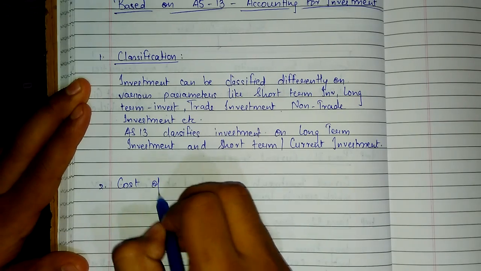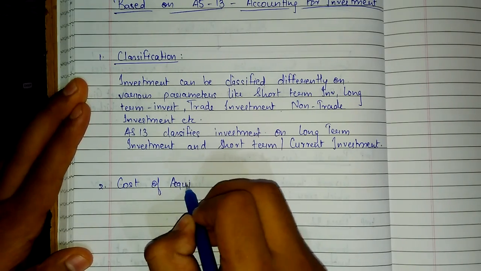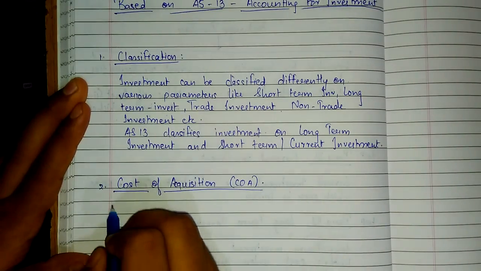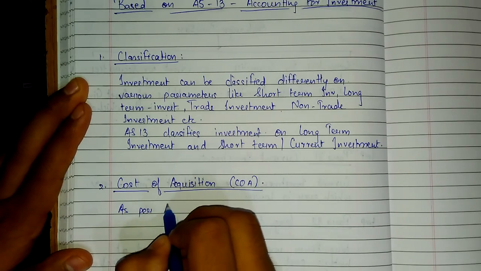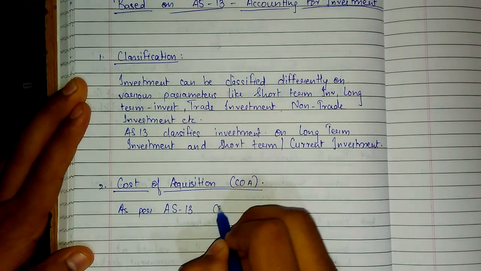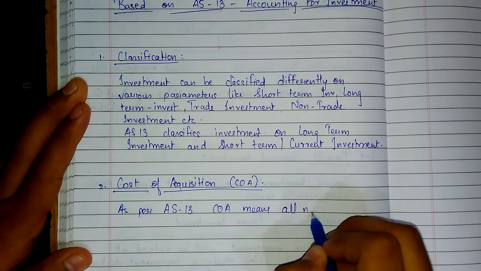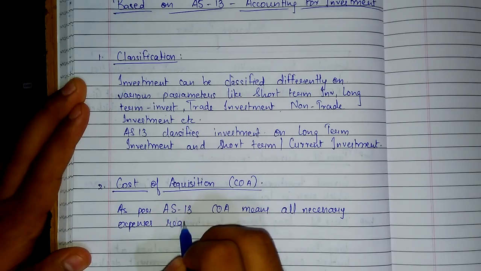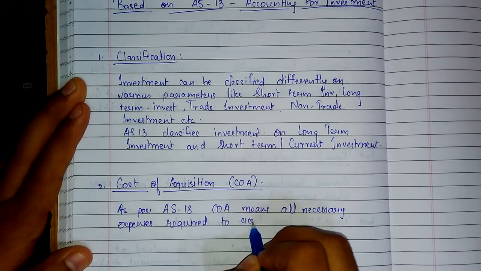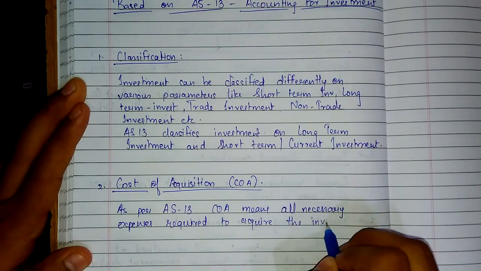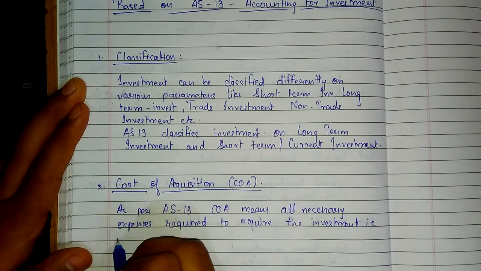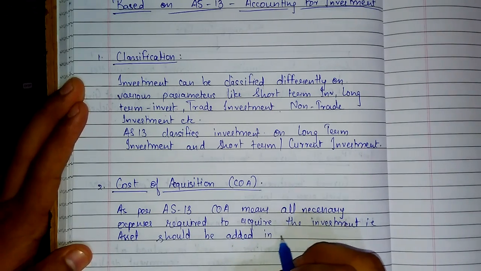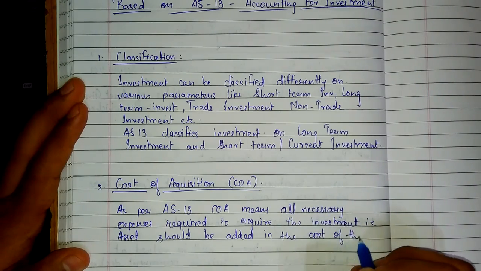We'll see cost of acquisition, COA. As per AS13, cost of acquisition means all necessary expenses required to acquire the investment, that is, we'll say it as asset, should be added in the cost of the investment.